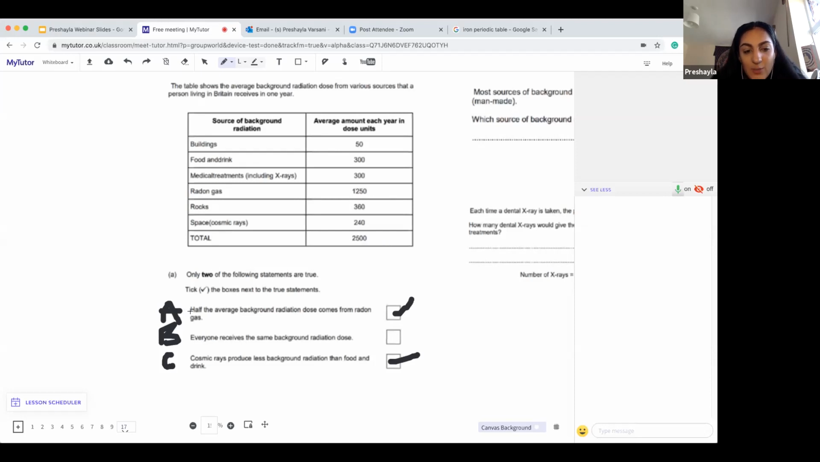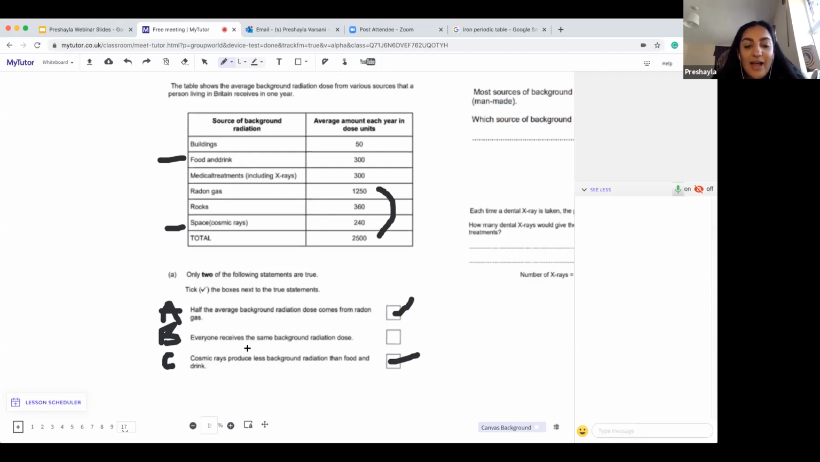So for the first one, A, we see that half of the total comes from radon. Total is 2,500, half of that is 1,250, so that is true. Cosmic rays produce less background radiation than food and drink: cosmic rays produce 240, food and drink produce 300, so we can see clearly that cosmic rays produce less.